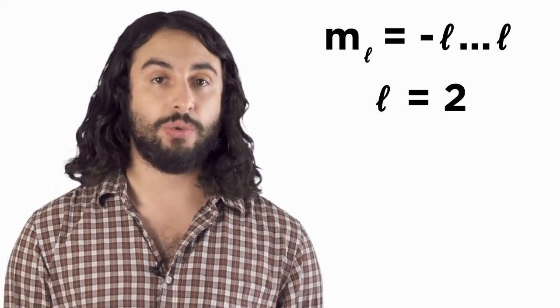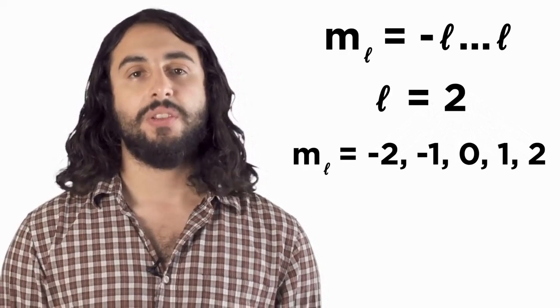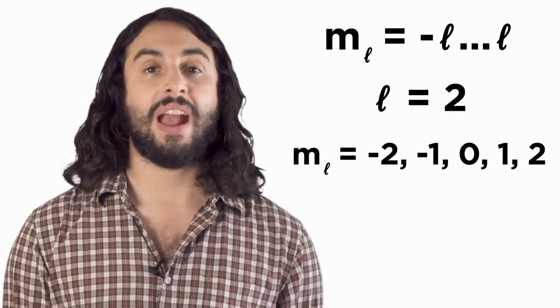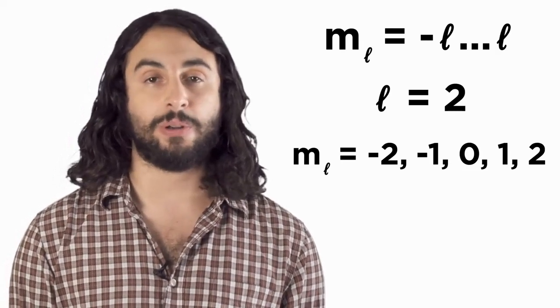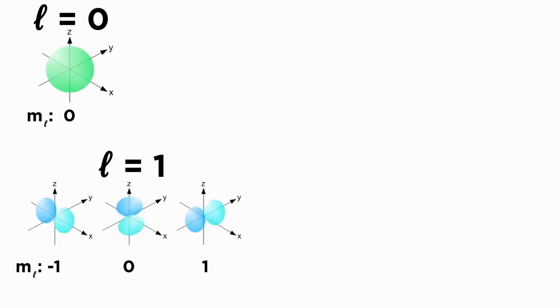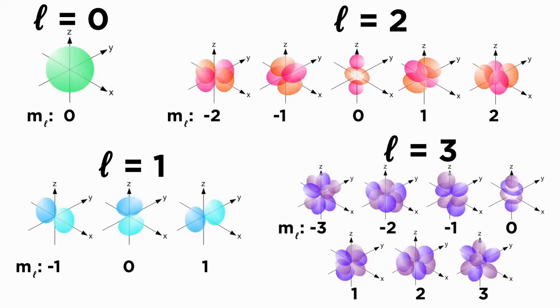So if L is 2, m sub L can be negative 2, negative 1, 0, 1, or 2. This quantum number determines how many orbitals there are of a type per energy level, and therefore describes a specific orbital amongst a particular set. When L is 0, m sub L must also be 0, and that's why there's only one s orbital per energy level. When L is 1, m sub L can have 3 values, which is why there are 3 p orbitals per energy level. An L value of 2 gives us 5 values for m sub L and 5 d orbitals, and an L value of 3 gives us the 7 f orbitals.